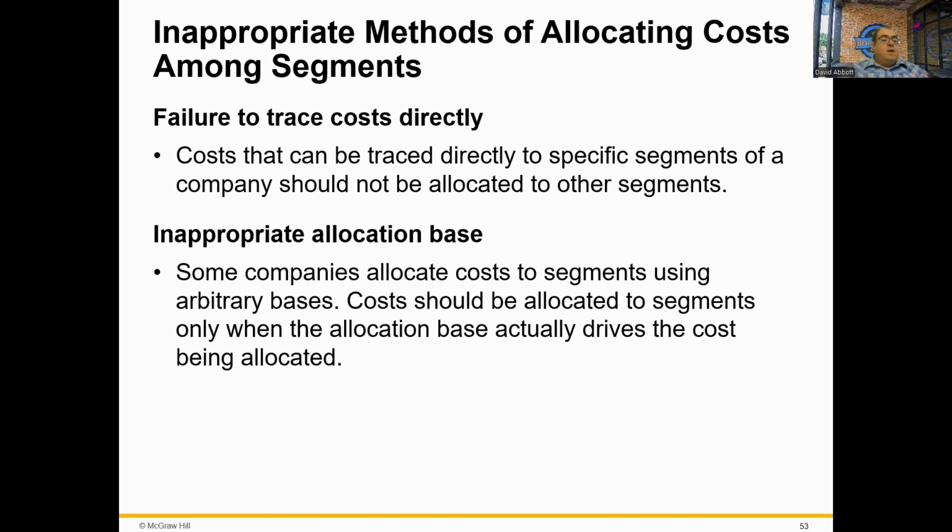Another area to be aware of is having an inappropriate allocation base. Some companies will allocate costs to segments using arbitrary bases. Costs should be allocated to segments for internal decision-making purposes only when the allocation base is actually what drives the cost being allocated. For example, sales are frequently used to allocate selling and administrative expenses to segments. This should only be done if sales drive those expenses.